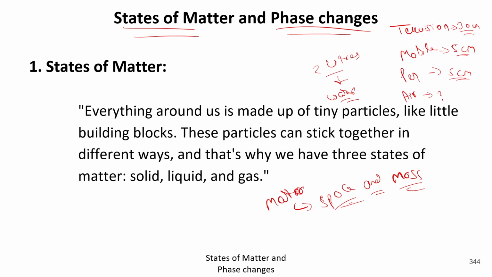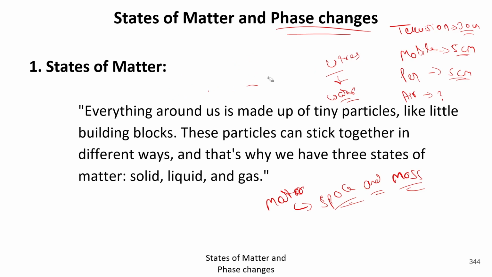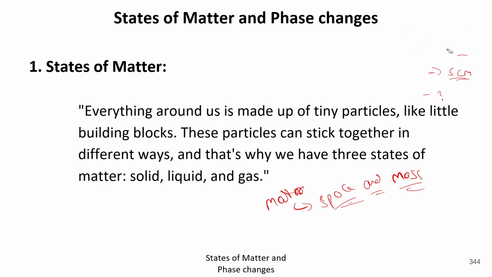Got it? And also all these things have some mass. Like your television, TV in short, may be of 3 kgs, your mobile will be of 250 grams, your pen will be of 10 grams. And water is already 2 liters. So see, these things occupy some space and also have some mass. So that's why we call them matter. And all these things which are different in their shape, size and state, whether they are solid, liquid or gas, one thing is common amongst them, and which is the matter.